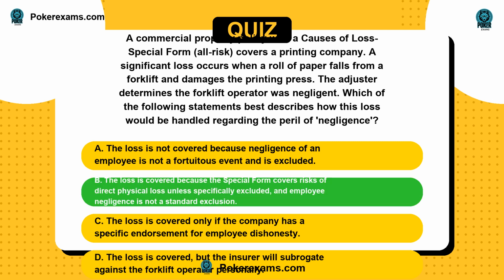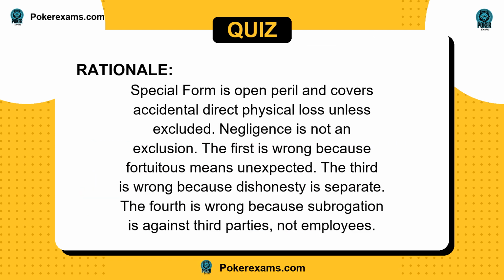The answer is B. Special form is open peril and covers accidental direct physical loss unless excluded. Negligence is not an exclusion. The first is wrong because fortuitous means unexpected. The third is wrong because dishonesty is separate. The fourth is wrong because subrogation is against third parties, not employees.